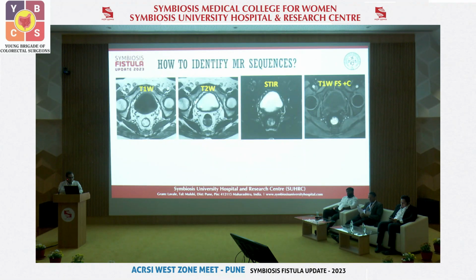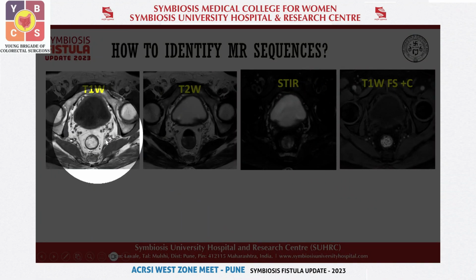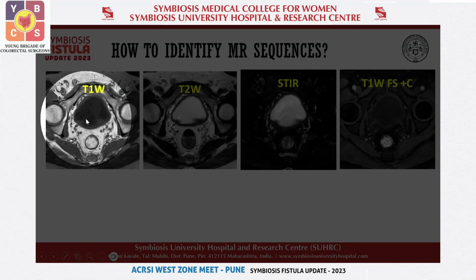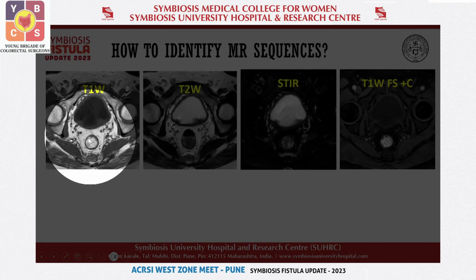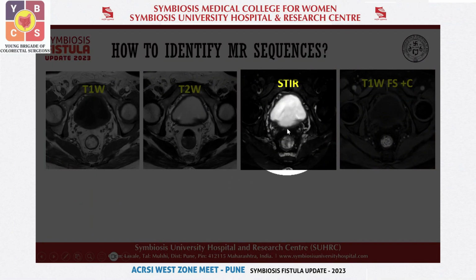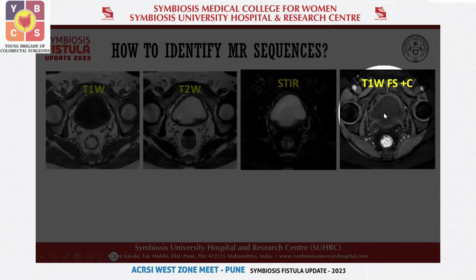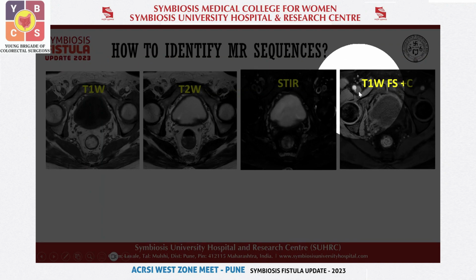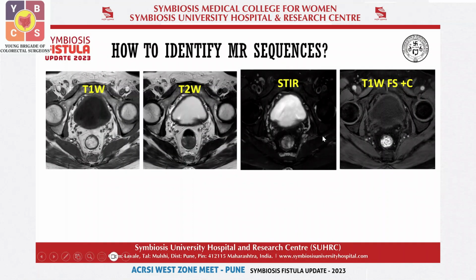Now, how to identify these sequences? This is a T1 sequence, where you can see the bladder is black on the T1 weighted sequence. This is the T2 weighted sequence, where the urine in the bladder is bright. In the STIR, can you see the abundance of fat over here? This fat is getting suppressed on STIR images, and can you see the vessels over here? The vessels show a bright signal. These are all post-contrast sequences. This is how you identify the sequences on MR.